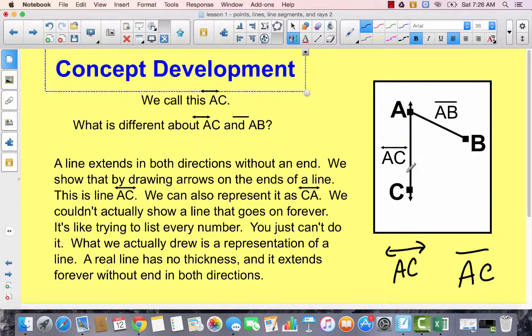A line segment is actually just part of a line. It's where you've taken a little section out of a line. Now a line, you can't take a part of it. It just keeps going on and on forever. Now a line is like a line segment. You can call it line AC. You can also call it line CA. You can name it from either direction.